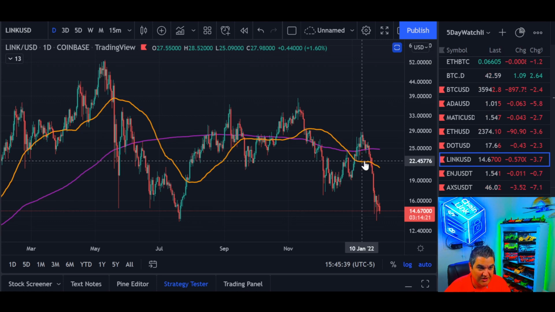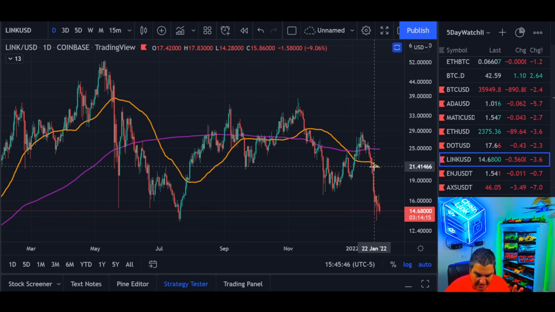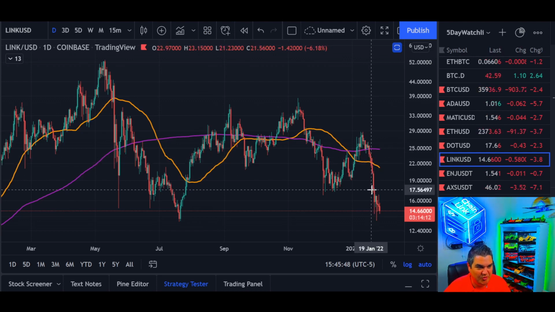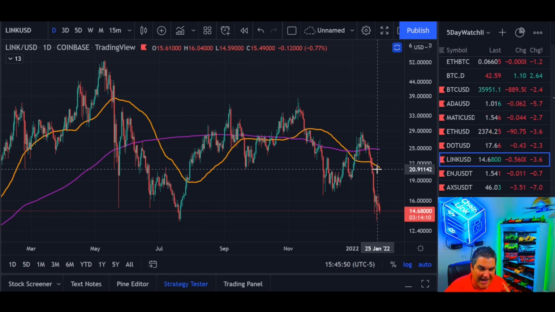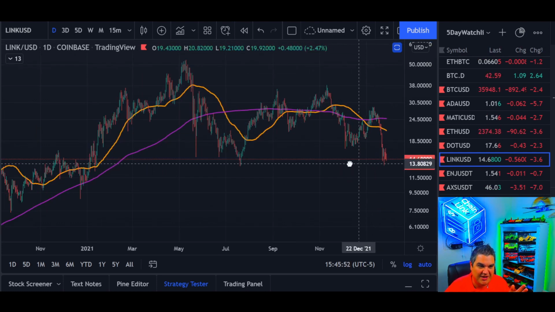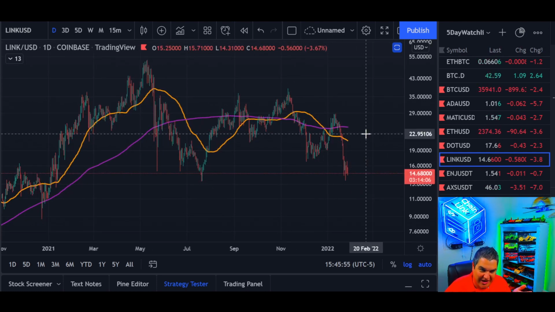Do we have both of those? Check and a check. Yes. So technically, Link is down there in a bear market. Most coins are. Bitcoin is too. But it doesn't mean that we have to last down here. A lot of people are saying we're in a bear market. Technically, we kind of are.